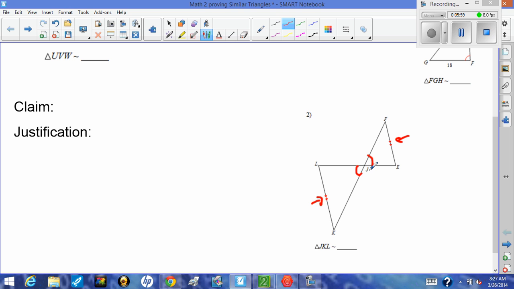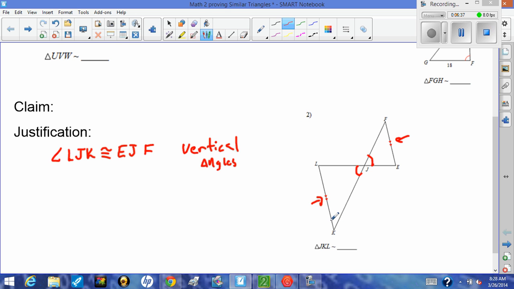Okay. So we can say that angle LJK is congruent or the same as angle EJF. And our reasoning is they're vertical angles. So I'm going to abbreviate. Let's go vertical. Okay, so that's our definition of vertical angles. So we've got one set of angles.